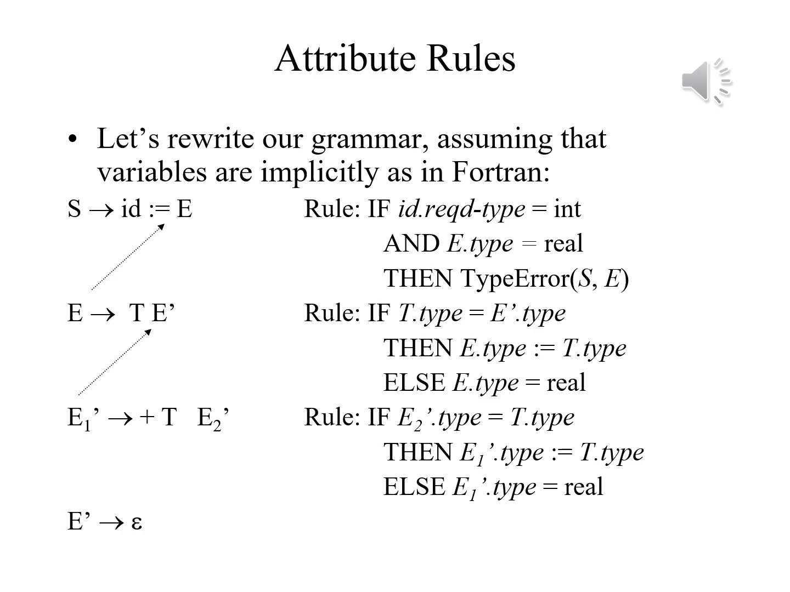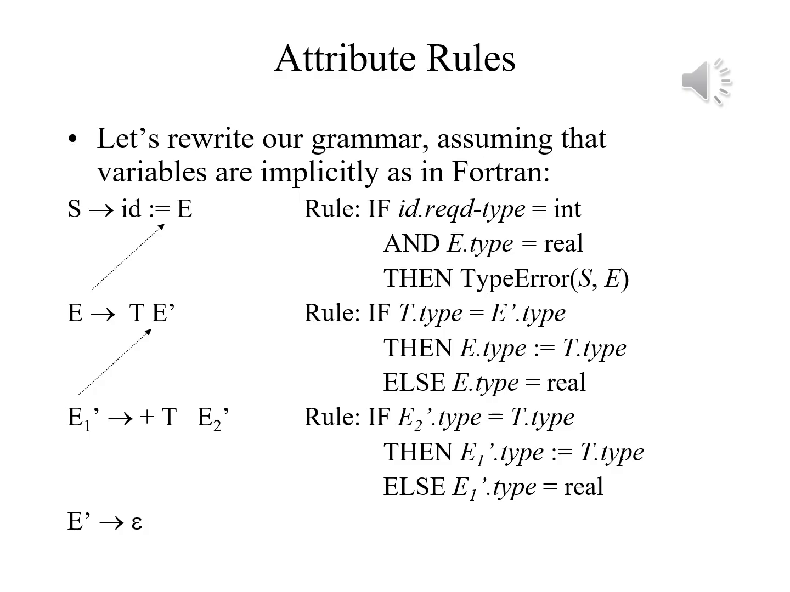We have here the start symbol derives identifier, assignment operator, expression. We give this the rule if ID required type is integer and the type of E is real, then there is an error and we'll deal with it accordingly.